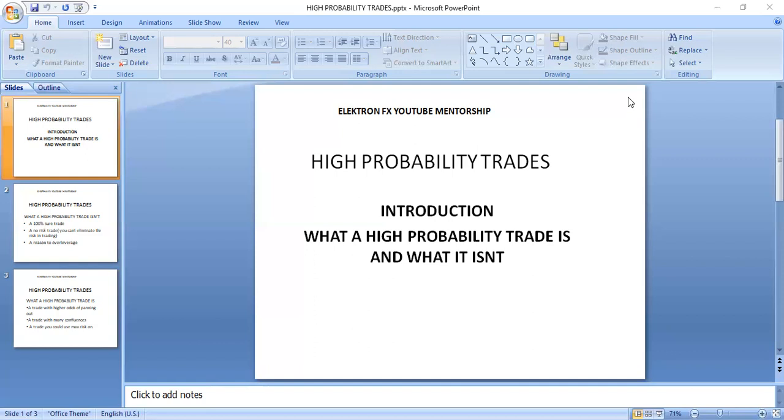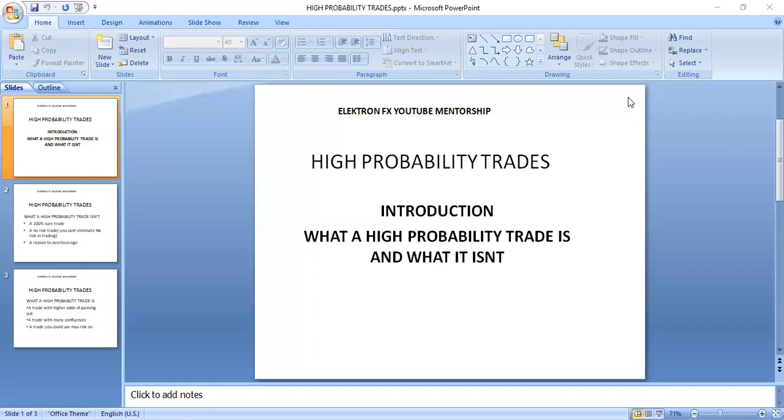So this is the high probability trade series, and let's go straight to the topic. When we're talking about a high probability trade, we will be dividing this series into two. This is the first part, the introduction. Then I'm talking about what a high probability trade isn't and what it is. I'm just here to tell you what works and what doesn't work. So pay attention. When we're talking about high probability trades, we're referring to a kind of trade setup that has a higher probability, like the name implies.